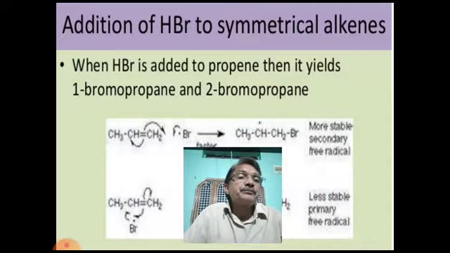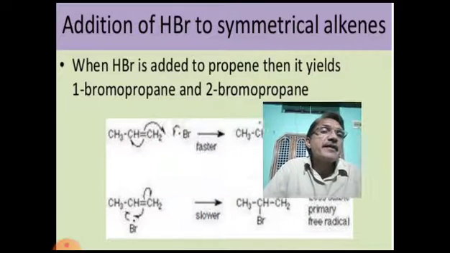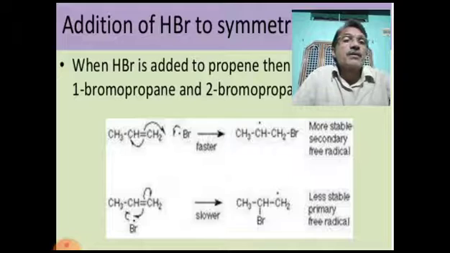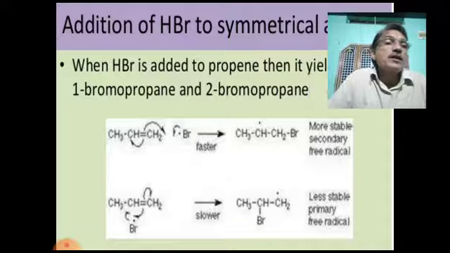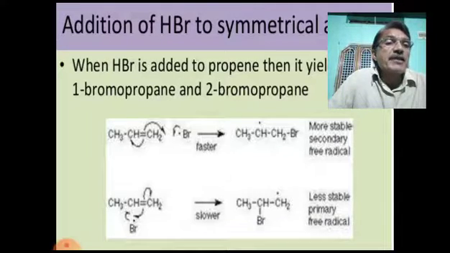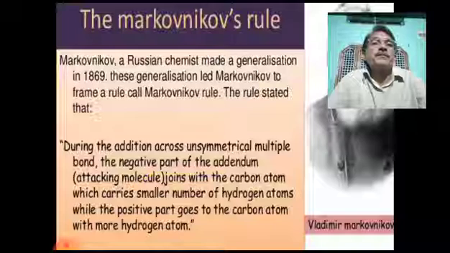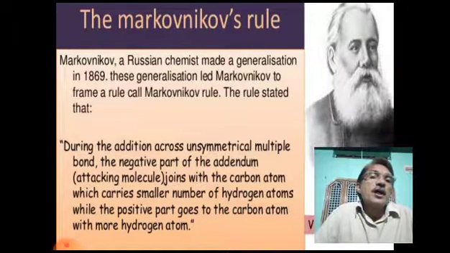Here, more stability is associated with the secondary free radical. In the first reaction, more stability is associated with the secondary free radical. In the second reaction, the less stable primary free radical is obtained. Now Markovnikov's rule. Markovnikov's rule is applicable to unsymmetrical alkenes.